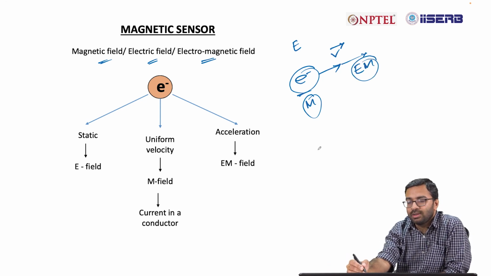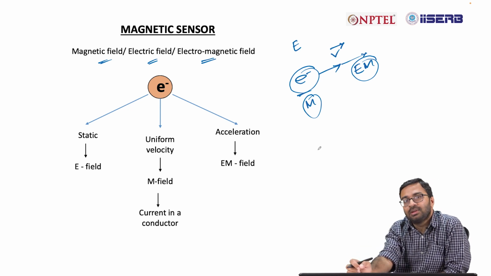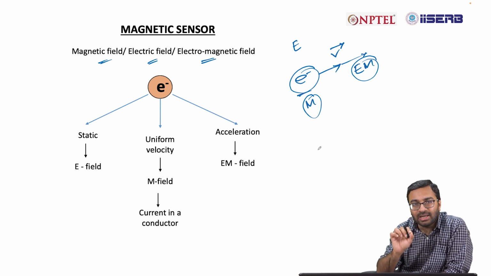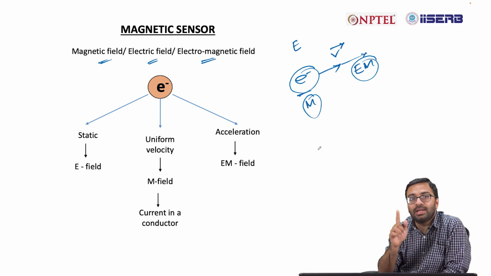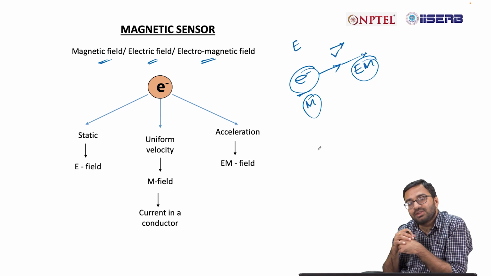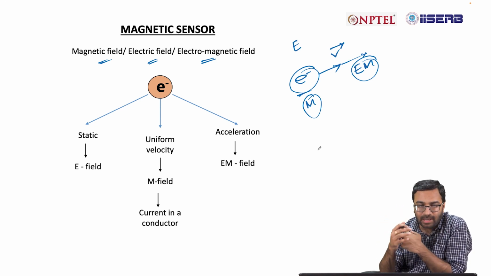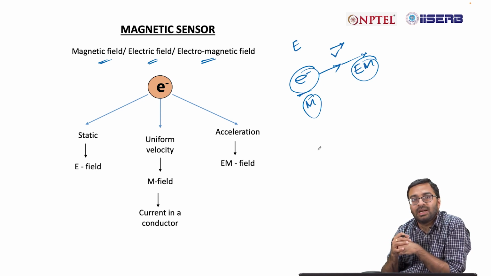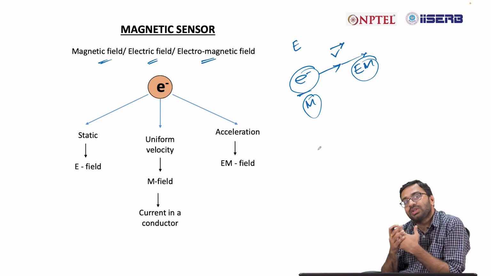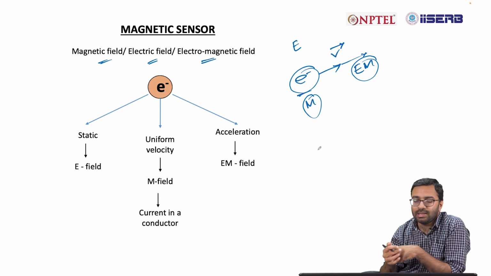So in short, with respect to an electron or a charge carrier, we can say that if that electron or charge carrier is static, it will create an electric field around it. If it is moving with a uniform velocity, it will create a magnetic field around it, and if this electron or any charge carrier moves with an acceleration, then it will create an electromagnetic field.